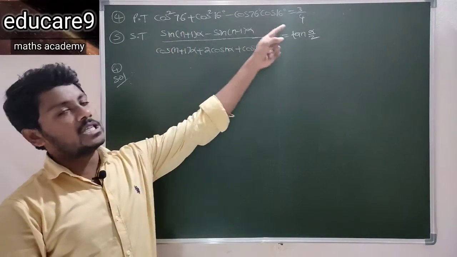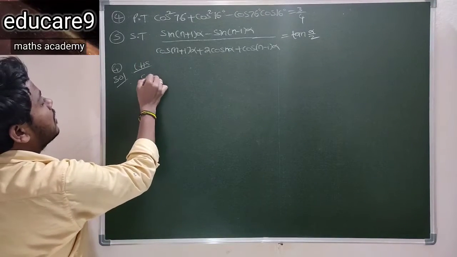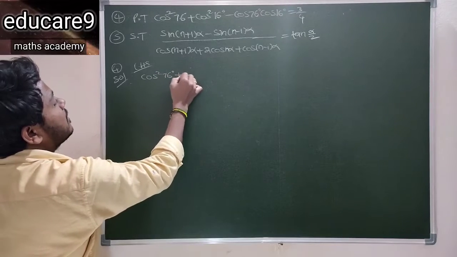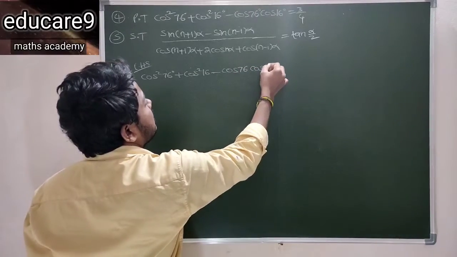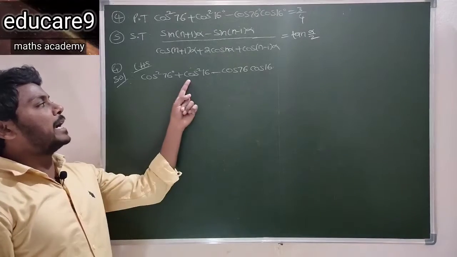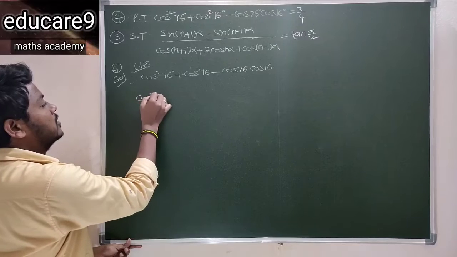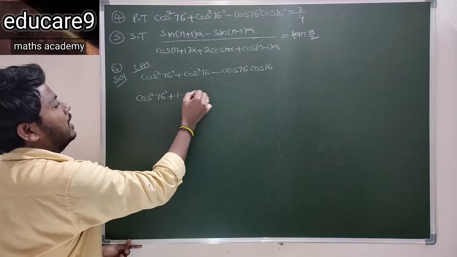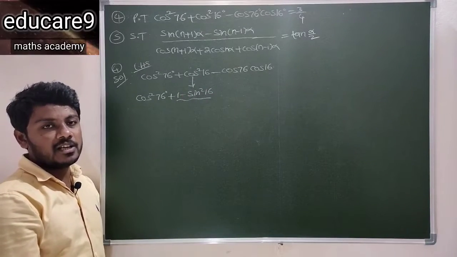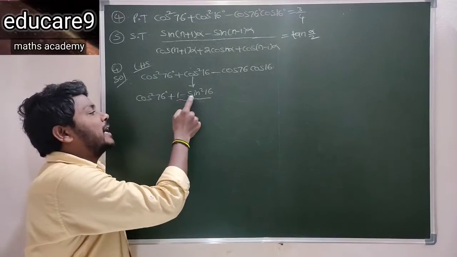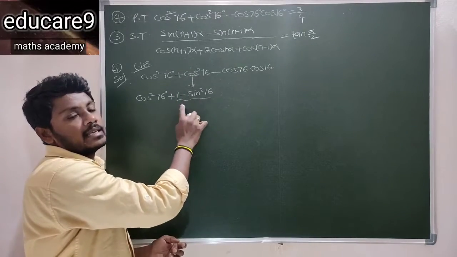Prove that this value is 3 by 4. So here consider the LHS. So what is LHS? Cos square 76 degrees plus cos square 16 minus cos 76 cos 16. Okay. So here I am writing cos square theta as 1 minus sin square theta. So see here, cos square 76 plus 1 minus sin square 16. Okay. So cos square theta I write as 1 minus sin square 16, because you have the cos square a minus sin square b formula. So that's why I am writing cos square as 1 minus sin square theta.